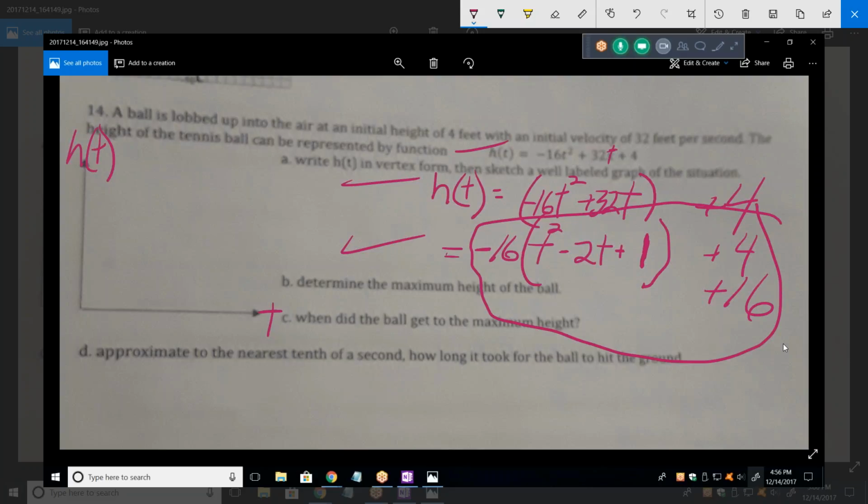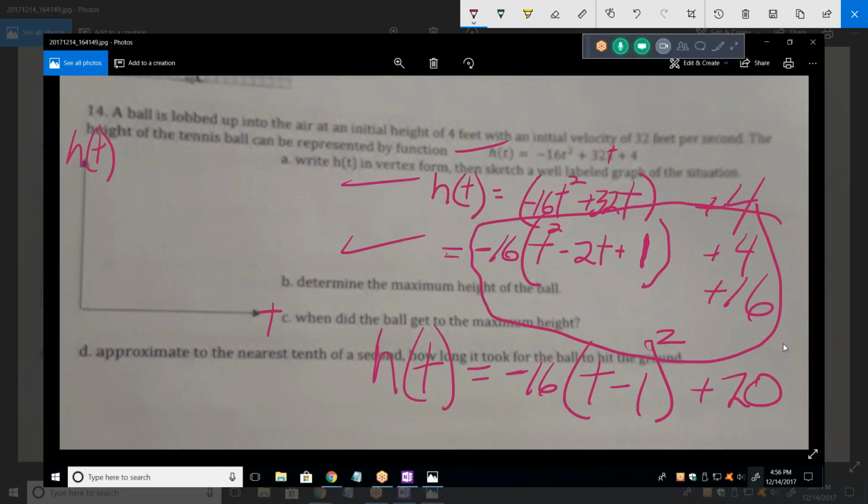Now, this is exactly the same as each previous line. So all I'm doing is manipulating it so that I can put it in vertex format. So what's the final vertex format for the height of this ball? Negative 16, t minus 1, squared, plus 20. Okay, cool. Now we've got it in vertex format, we can graph it.